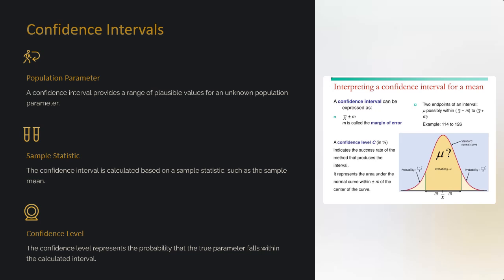Now let us see confidence intervals, population parameter, sample statistic, confidence level. Population parameter. A confidence interval provides a range of plausible values for an unknown population parameter. Sample statistic. The confidence interval is calculated based on a sample statistic such as the sample mean. Confidence level. The confidence level represents the probability that the true parameter falls within the calculated interval.